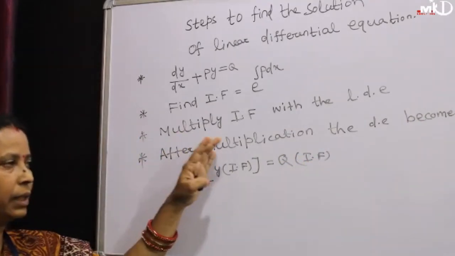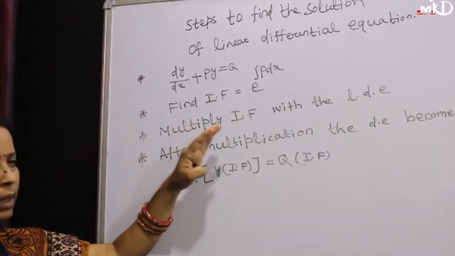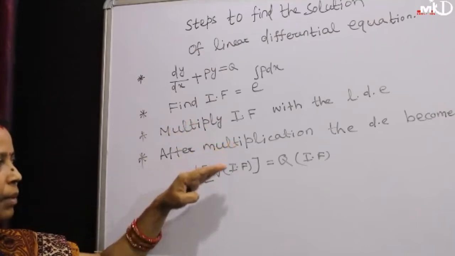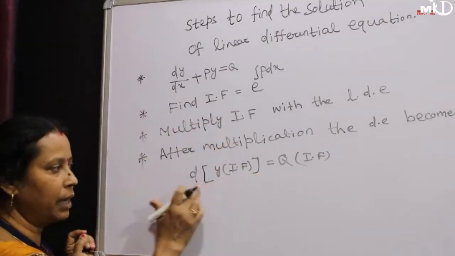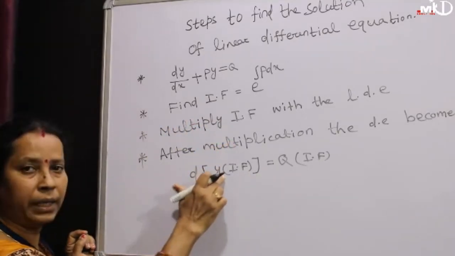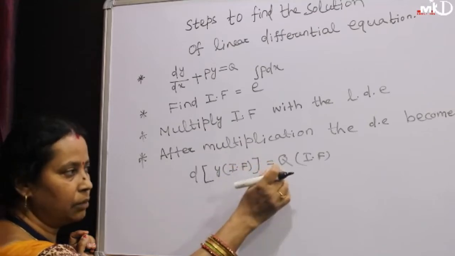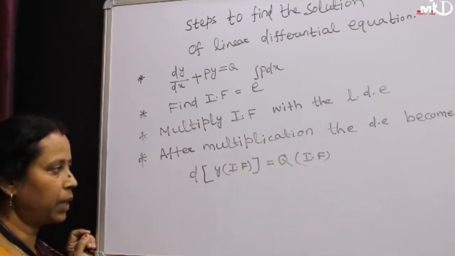After multiplying the integrating factor, our equation becomes the differentiation of y into integrating factor is equal to q into integrating factor.